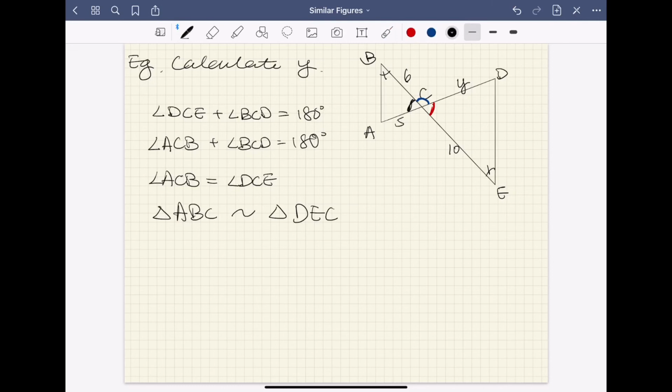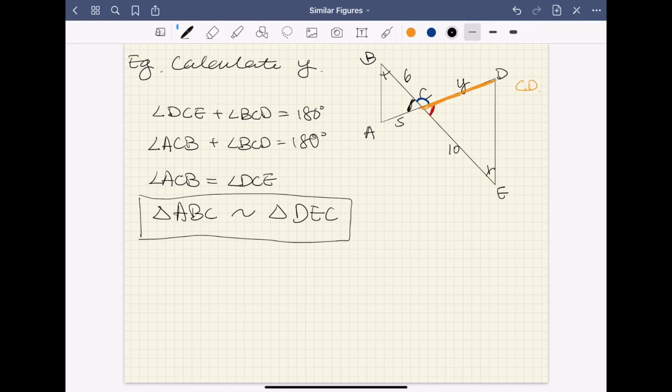Now that we've proved that these two triangles are similar, we can use the property of corresponding sides to find y. Let me use another color. So y is this side. This side is side CD. And what's the corresponding side for CD? It will be AC. If you can't find the corresponding side on the diagram here, you can look at this statement here.